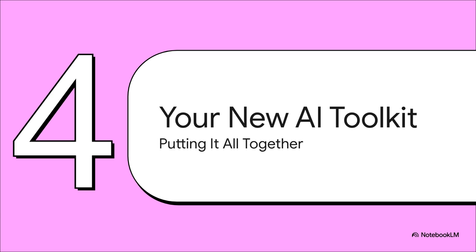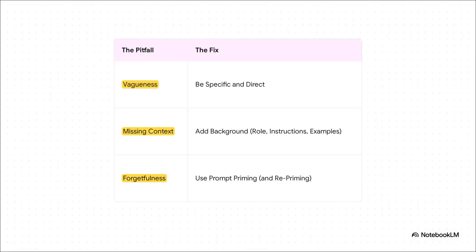So, there you have it. We've gone through the 3 biggest AI pitfalls and the simple, powerful ways to fix them. Let's wrap this all up into your brand new AI toolkit. And this little table says it all. If you're getting vague answers, your fix is to be more specific. If the AI is totally missing the point, you need to add context. That's the role, instructions, and examples. And if the AI starts getting forgetful, you hit it with some prompt priming and repriming if you have to.